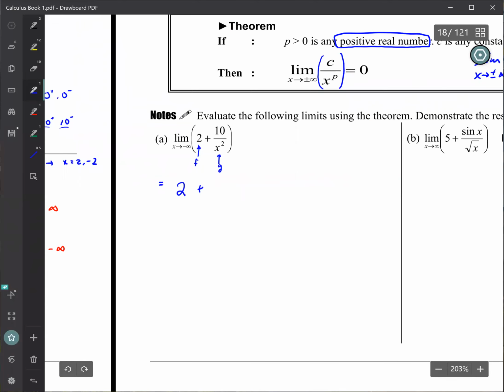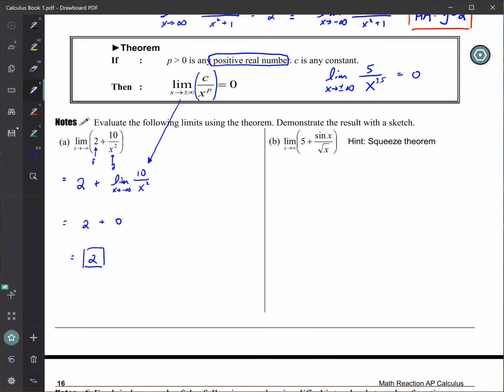And then plus the limit as x approaches negative infinity of a constant over x squared. This is the part where you use the rule: a constant divided by a variable to an exponent will always be 0. So it'll be 2 plus 0, so the answer is 2. Okay, let's look at another example.